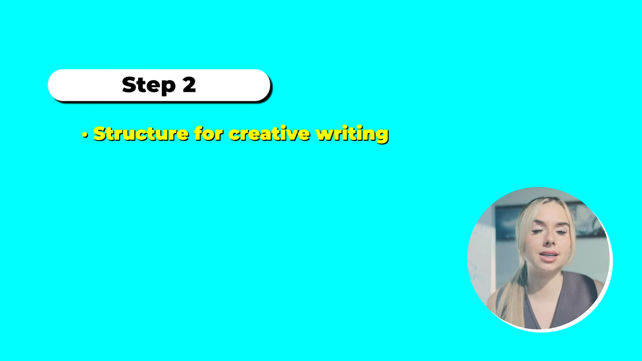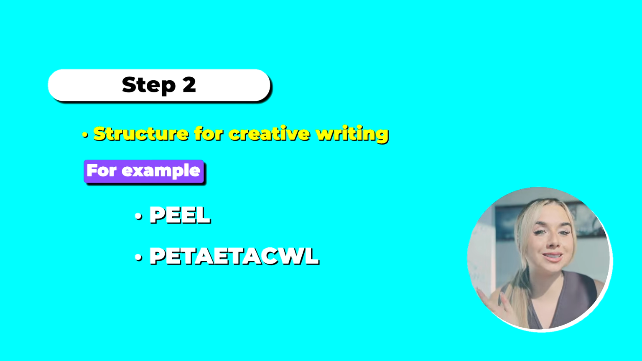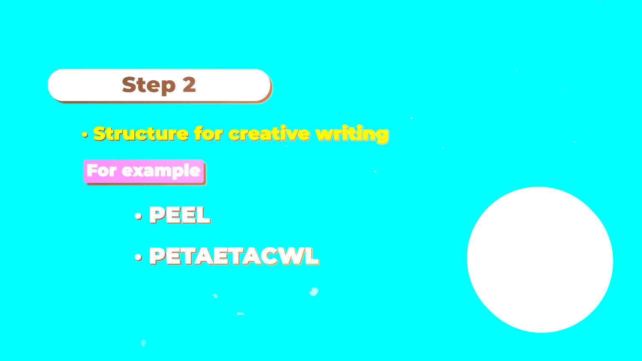And number 2 is you want to have a structure for your creative writing. So you'll notice this is quite like how we approach literature, right? We'll have our techniques, we'll have our structure, and it's really important to have a structure for creative writing too, especially if it's not something you're naturally very good at. So just like we have PEEL or PETAL if you're a Lightup Hub member or you watch the channel, we also have a rough creative writing structure as well.